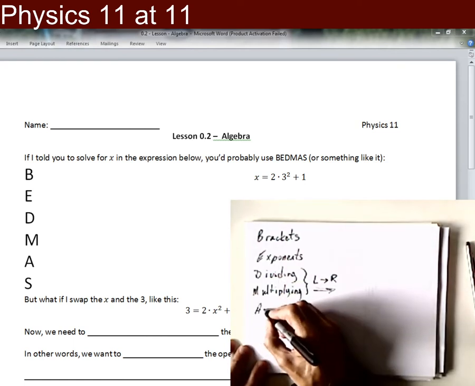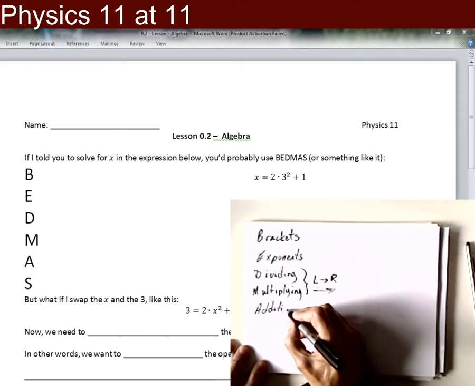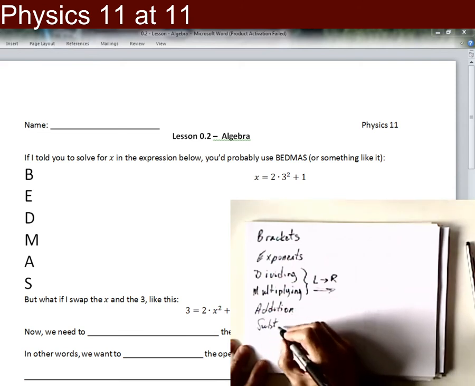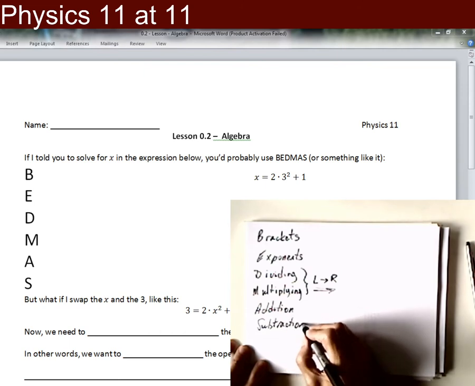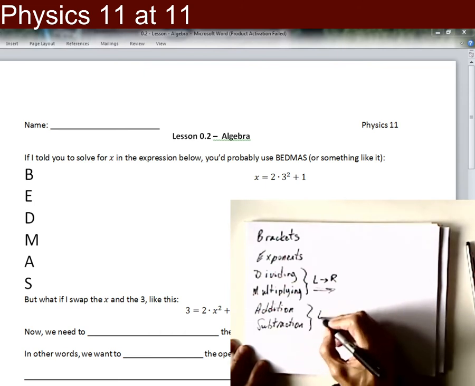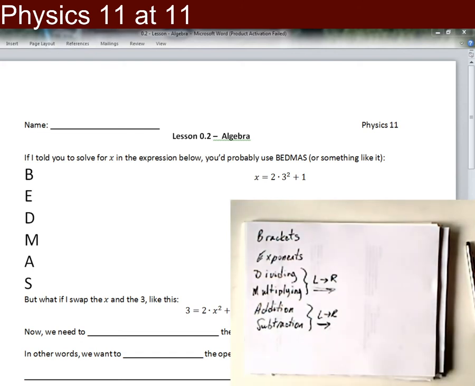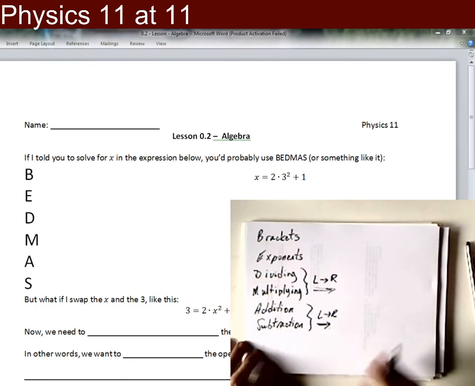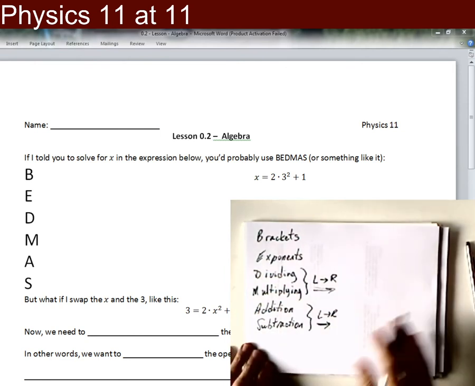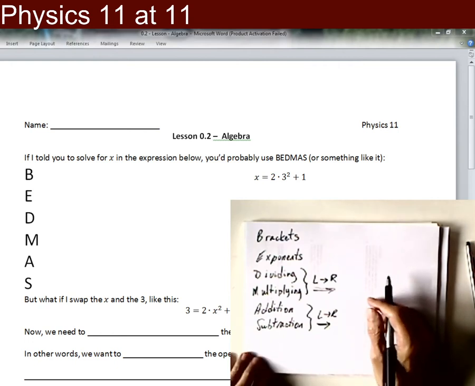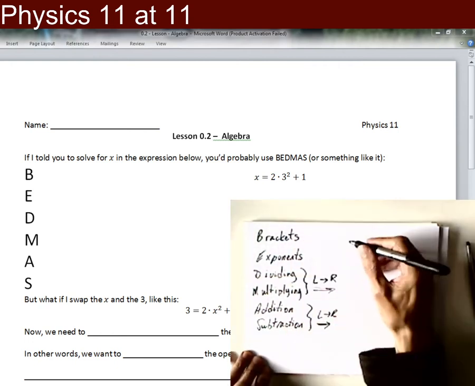Then you have addition and then subtraction. And these two, they also count as kind of the same. So you go left to right in order to make these happen. So let's take a look at this expression here, and let's work it out. See what we get.